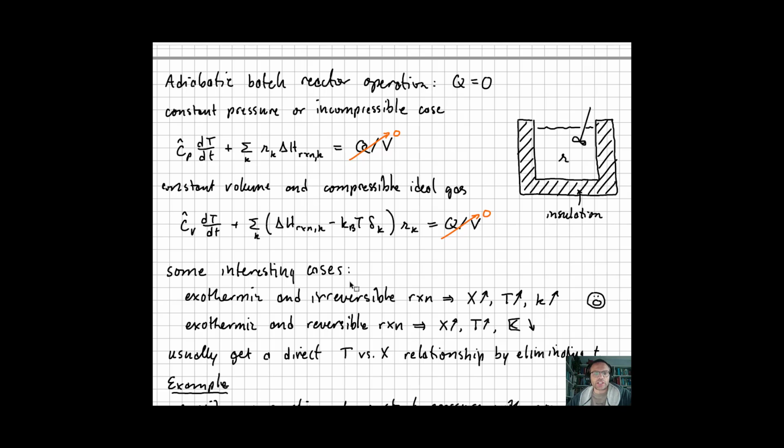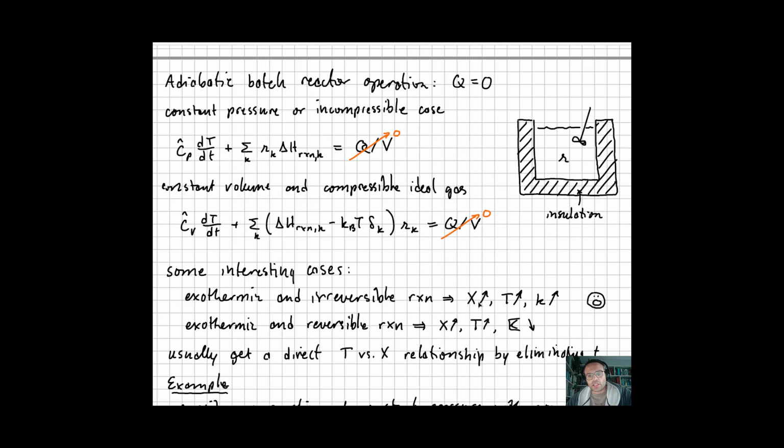So there are some particularly interesting cases that come from the interplay between the reaction progress, the heat of reaction, and the temperature of the contents and the kinetics. If you have an exothermic reaction and it's irreversible, then what tends to happen is that because of the Arrhenius law, as the conversion goes up, there's heat generated in the reactor, and that drives the temperature of the contents upward. As the temperature of the contents goes upward, the rate constant increases, and this can be quite a dramatic effect.